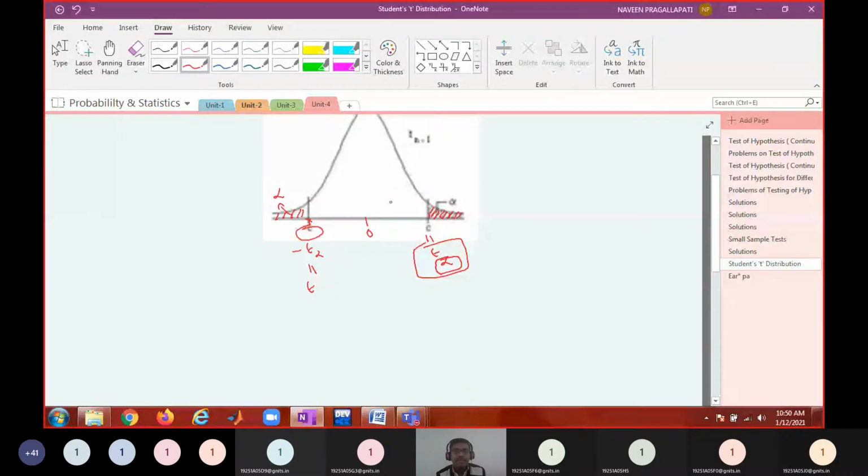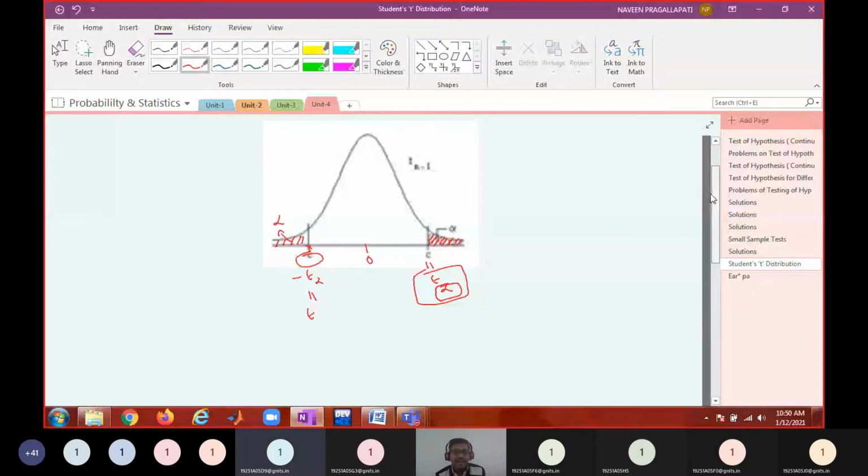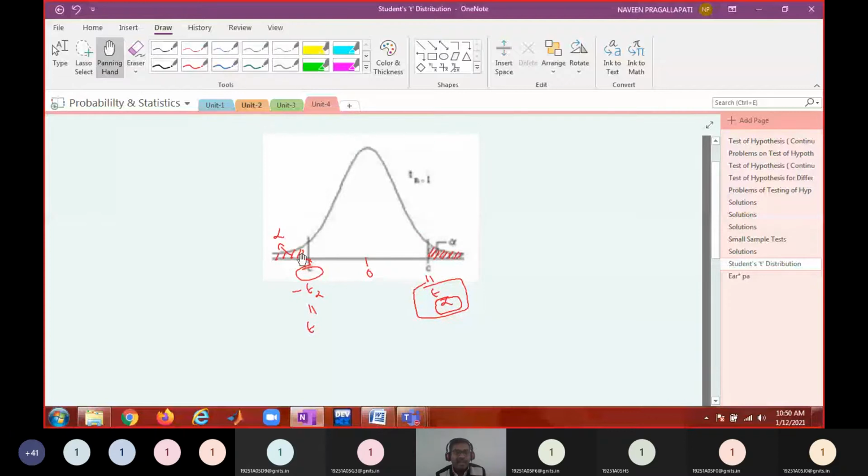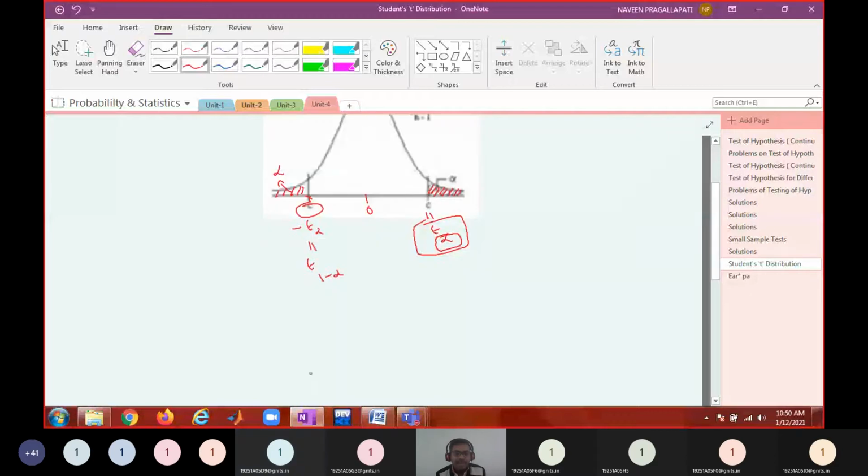Total area is how much? Total area is 1. When this area is alpha, the remaining area is going to be 1 minus alpha. This area is the left tail area. The remaining area is going to be the right tail area. Therefore, what is the index I should give? 1 minus alpha. Therefore, T 1 minus alpha is nothing but minus T alpha. Do you understand? Do you agree?